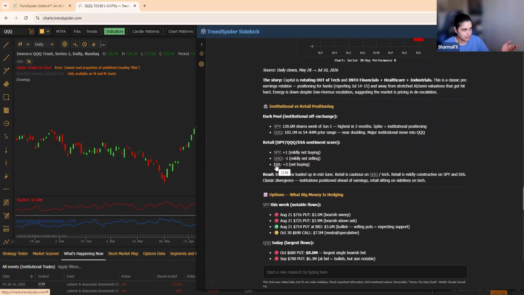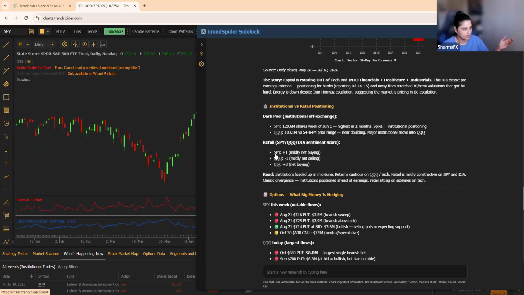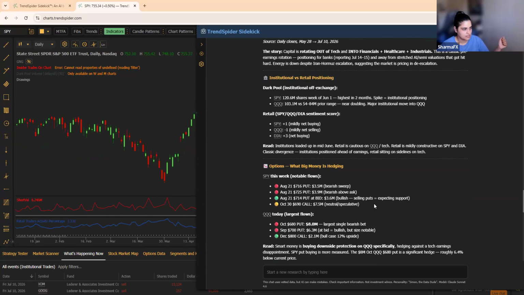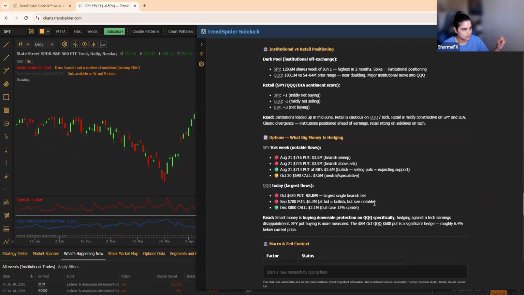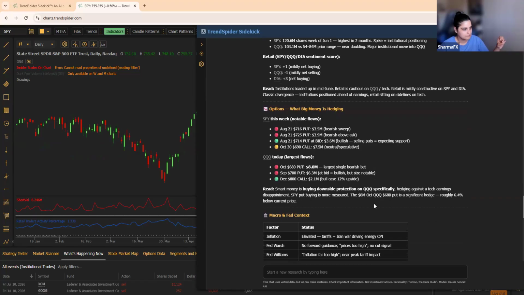I'm seeing net buying from the retail side into the Dow Jones, which is fine because it is capital rotation. And then mild buying with the S&P 500, which pairs up with the institutional side. So I think we're good right there. But so far, it seems like the institutions have already loaded up in mid-June. Retail is being cautious on tech and NASDAQ. Let's see if there's anything else.